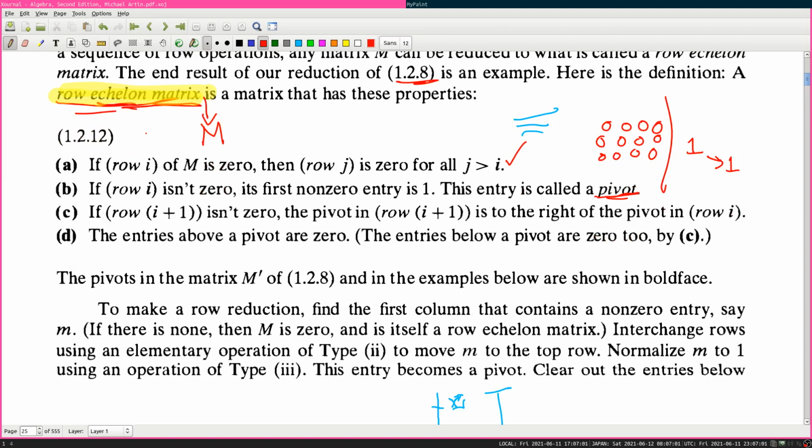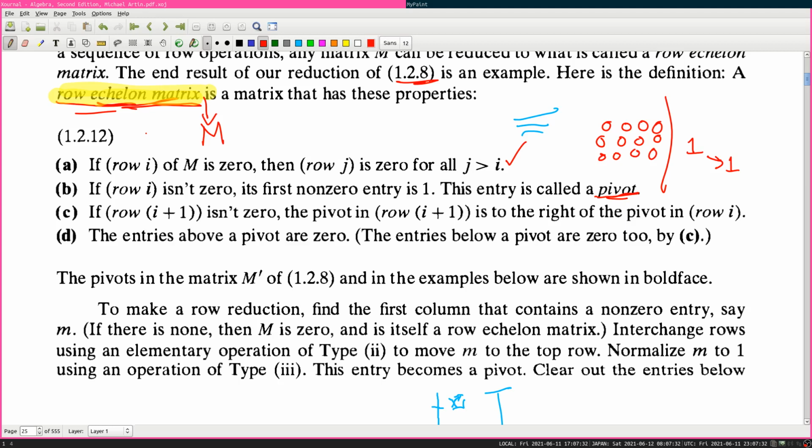To make a row reduction, find the first column that contains a non-zero entry, say M. If there is none, then M is 0 and is itself a row echelon matrix. Interchange rows using an elementary operation. I have to actually read this, unfortunately. Right, so the zero matrix is trivially a row echelon matrix.